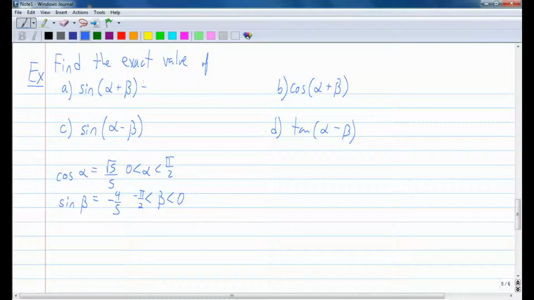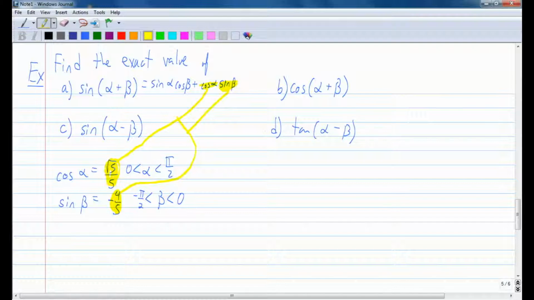So for sine of alpha plus beta, that's going to be the sine of alpha times the cosine of beta plus the cosine of alpha times the sine of beta. Now we were given that cosine of alpha is square root of 5 over 5. So this can be plugged in right here. We're also given that sine of beta is negative 4 over 5. So that can be plugged in right there. So what does that mean? That means I need to solve for these other two.